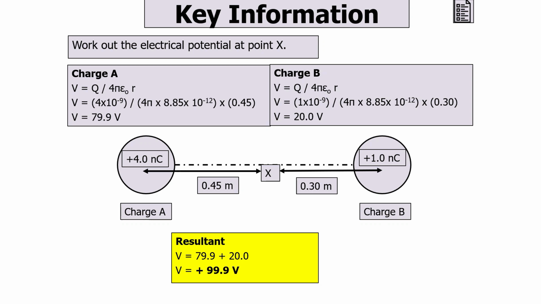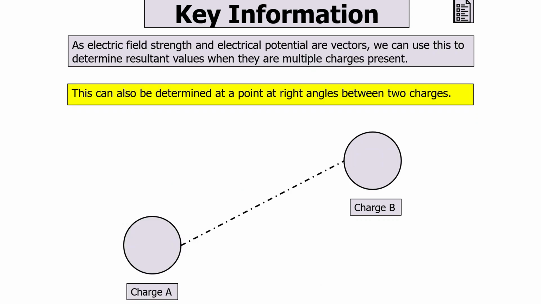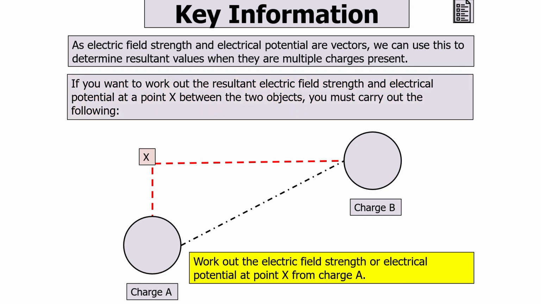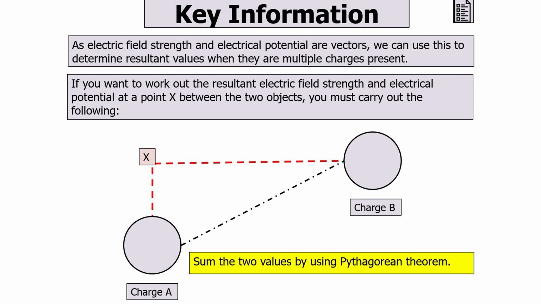Now we can also determine the actual electrical field strength or electrical potential at a point at right angles between two charges. So if you wanted to work out the resultant electrical field strength or electrical potential at point X between two objects, you must carry out the following. Work out the electrical field strength or potential at point X from charge A. Work out the electrical field strength or electrical potential at point X from charge B. Sum the two values by using the Pythagorean theorem.